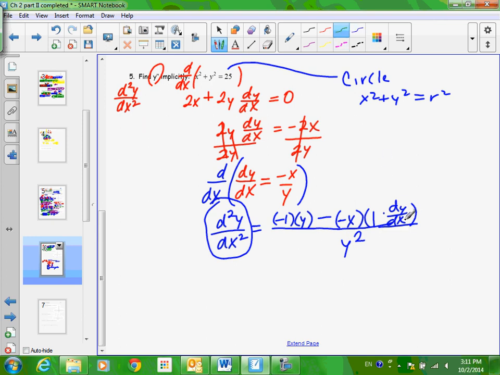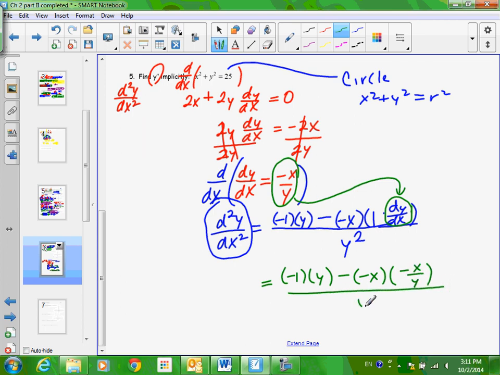Everything's good here except for this. In explaining the second derivative, you can't have a term for the first derivative in there. However, this is a really easy fix. This could be complicated, but it's not. Look right there. Negative x over y, just place it right there. So, -1 times y minus negative x, and then negative x over y, all over y squared. And sure, this could probably be simplified a little bit, but for today, let's just leave it at this.